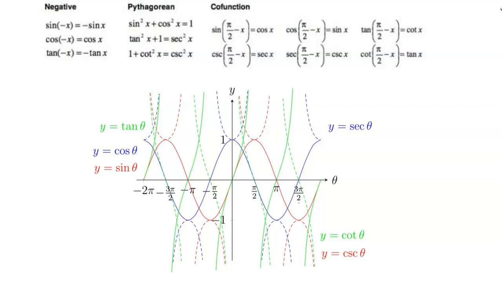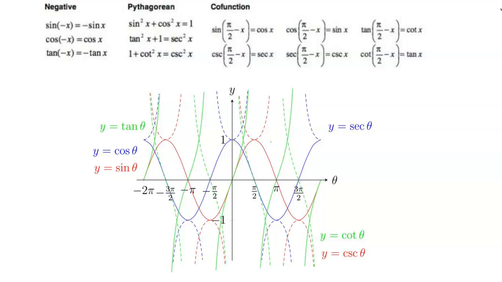So you can see very easily that the sine and the cosine graphs are virtually identical. They're just shifted pi halves to the side. And the same for the rest. Cosecant and secant are exactly the same. They're just shifted pi halves to the left of each other.